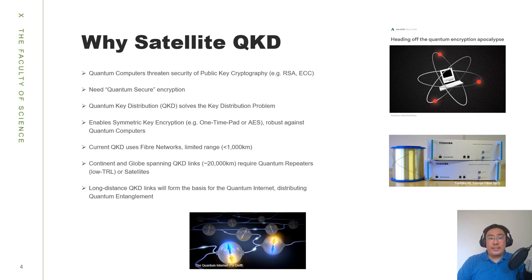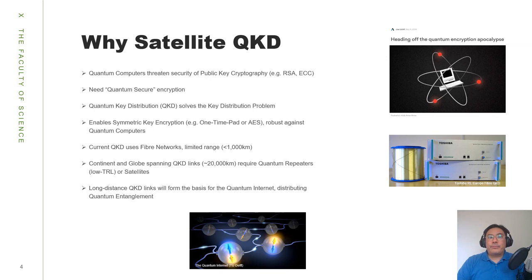Hence, in the next couple of years, we will need quantum secure encryption, which is immune to the threat posed by quantum computers. Quantum key distribution is one such solution and can solve the key distribution problem by which encryption keys can be distributed amongst parties who need to securely communicate with each other. This enables symmetric key encryption, such as one-time pad or advanced encryption standard, which is robust against quantum computers.